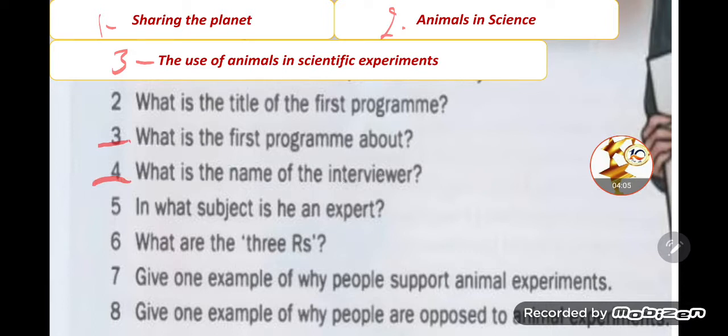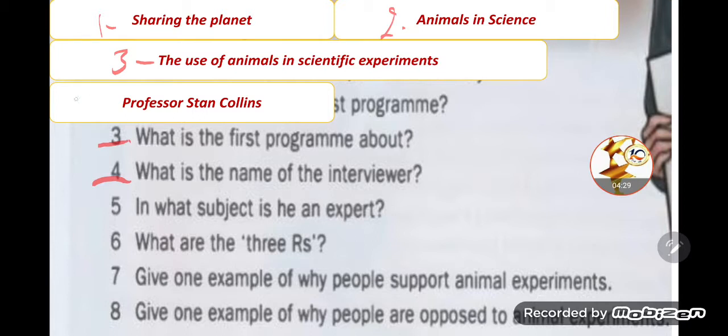What is the name of the interviewer? We need to know the name of the interviewer. Of course, the name is known and we mentioned it more than once. We have read it in the documentary and the preview. We have read it already. It was Professor Stan Collins. Okay, so this is number 4. Now move to number 5.